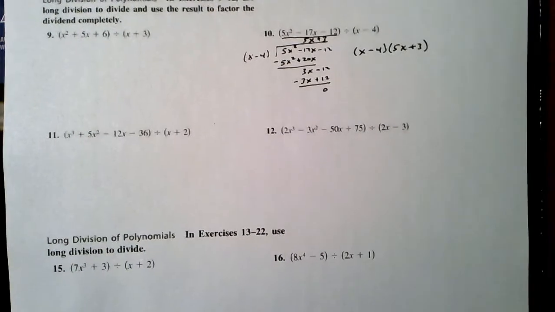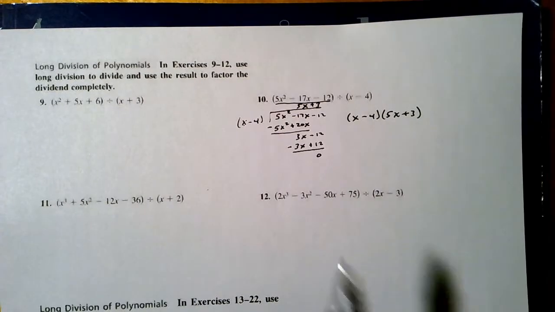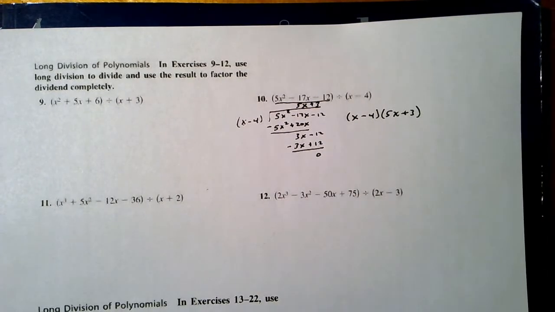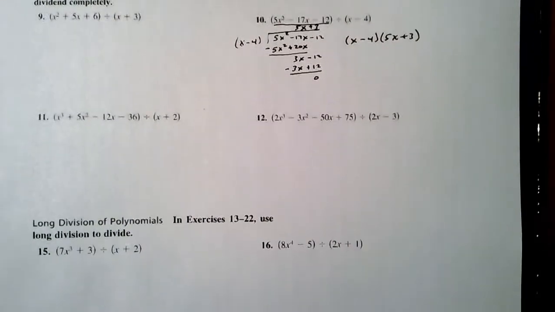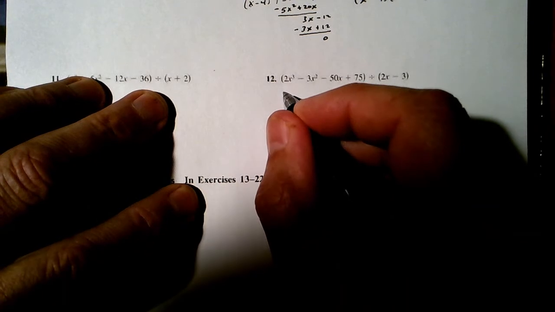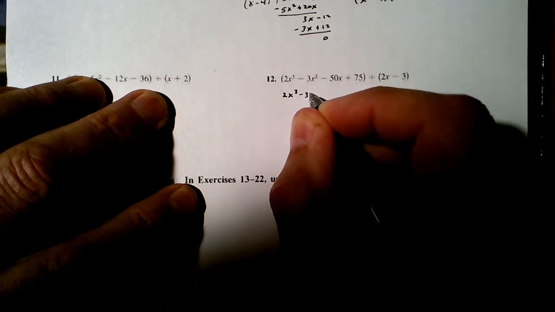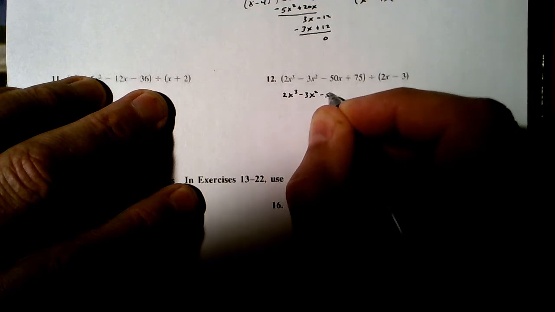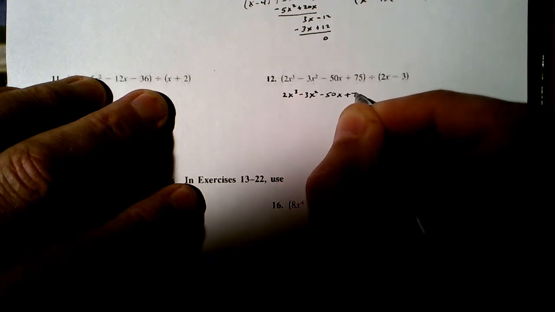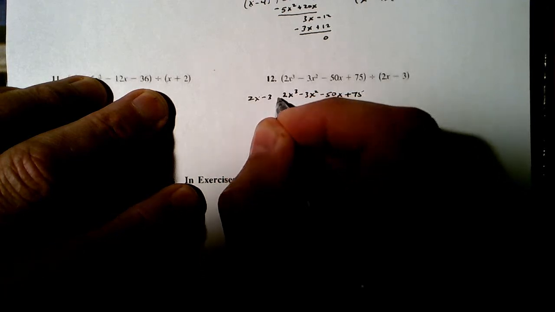Okay, a little bit more to this one, and we're going to need a little bit more space on here. Did pretty well there, had more space than I needed, but you're going to find out we're going to get pressed on this. So here we go. I've got 2x cubed minus 3x squared minus 50x plus 75 is being divided by 2x minus 3.